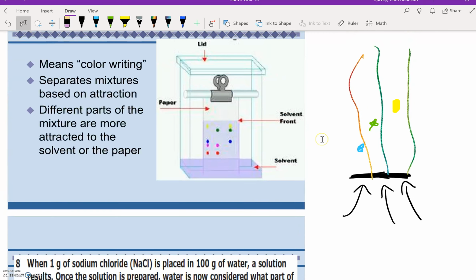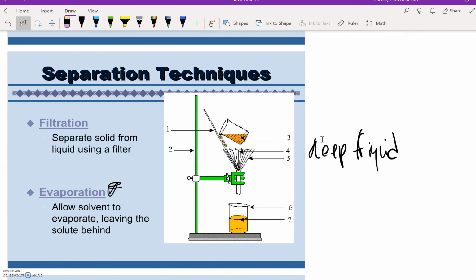So that's all for today. That covers chromatography, separation techniques, as well as the end of solutions. If you have any questions, please watch our videos.